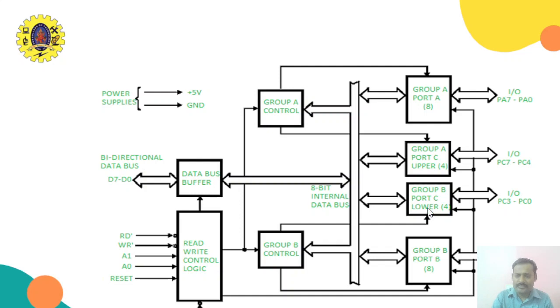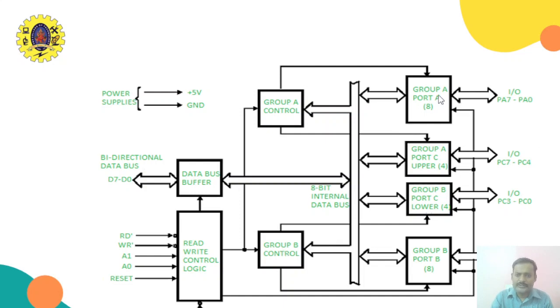So actual port C is divided into two parts, lower 4 bits and higher 4 bits. The lower 4 bits will be clubbed with group B, and the higher 4 bits will be grouped with group A. Port A will always be combined with group A, and port B always combined with group B.